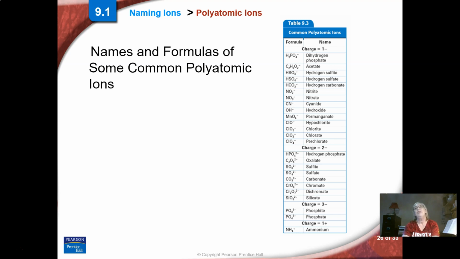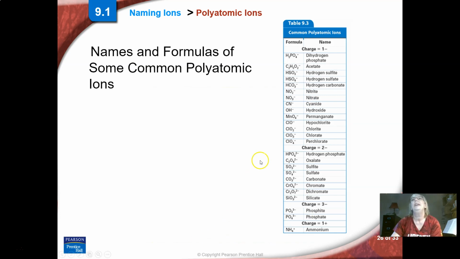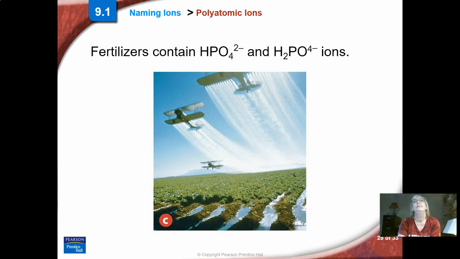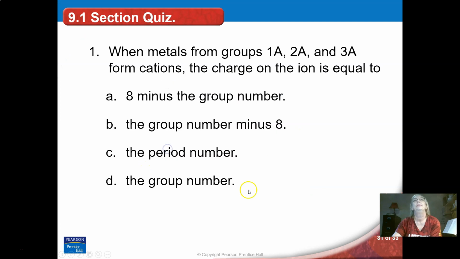So like I said, make some note cards and start memorizing them, flashcards, or go on an app and find an app that will help you memorize those. They're really important. We need to use them a lot. So sodium hydrogen carbonate is something we use to relieve stomach upset. And so if I just gave you the name, I need you to remember that hydrogen carbonate looks like that. If you didn't know that, you wouldn't be able to give me the formula. So we need to start learning those things. These ions are in your blood. So they're all very important ions. Here's some fertilizer ions, phosphates. So let's see how much you remember.